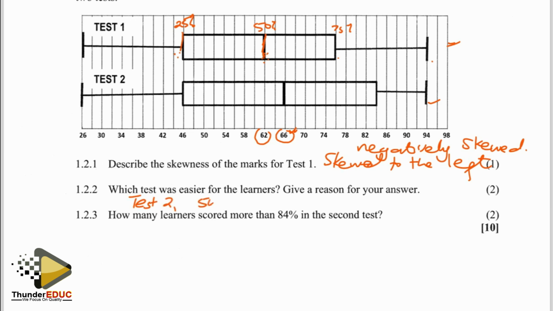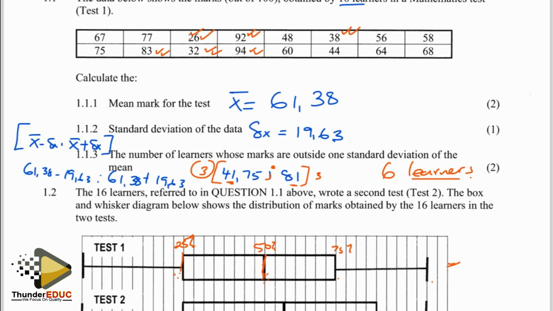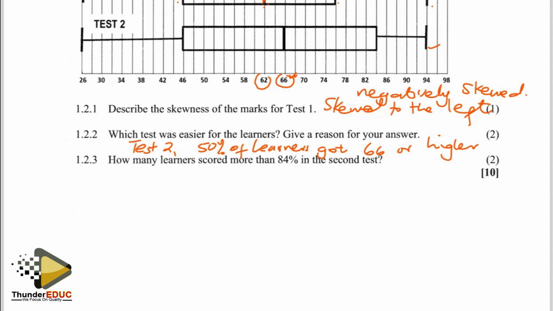Okay, the reason is going to be 50% of the learners got 66 or higher. Same happens to the last one. Okay, we can look at this. This is 25% of the learners. They have 75 marks or above. Here, the last 25% is having 84 and above, which is still the easier test. I mean, for something to be easy, most of the people should be able to get a lot of marks.